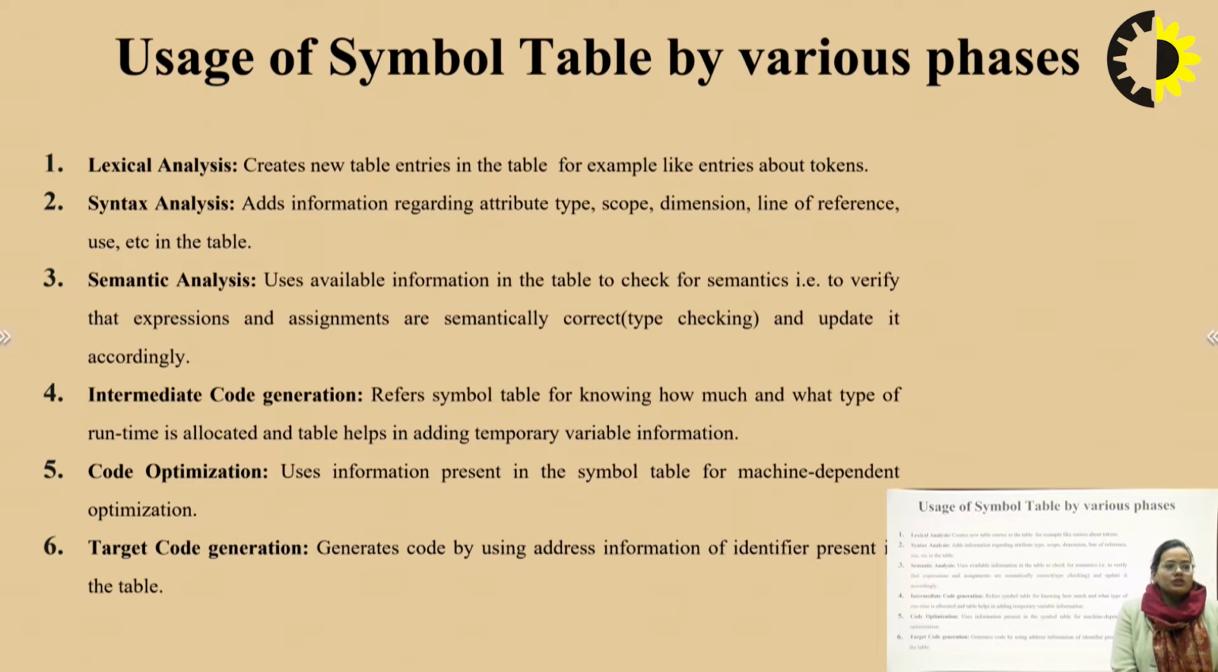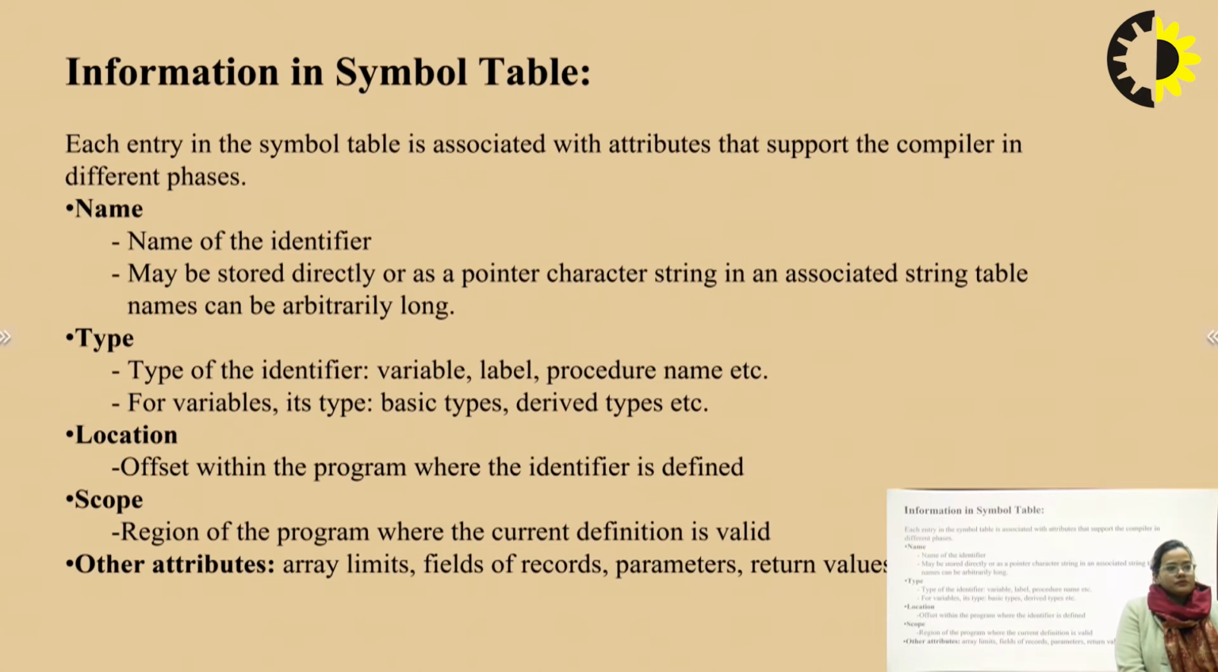The next phase is the code optimization phase. In the code optimization phase, we use the symbol table for information present for machine dependent optimization. The last phase is the target code generation phase, which generates code by using the address information of identifiers present in the symbol table. Now, the information in the symbol table.